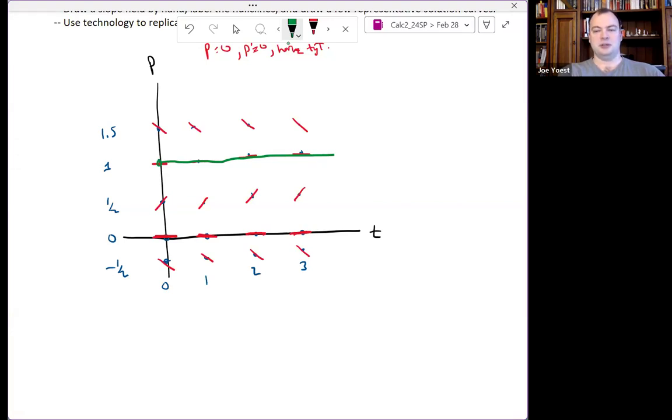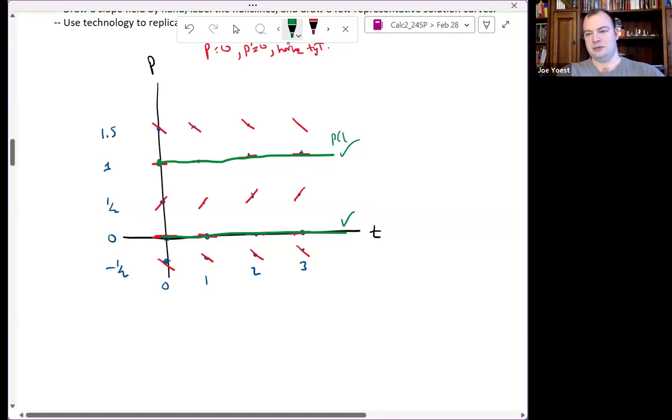This is one solution to our equation. Same with a solution starting at 0, 0. It's going to stay at 0. This would be another solution. This would be a P of t that's a solution. This is a direct graphical technique for drawing solutions. Another solution here, p equals 0.